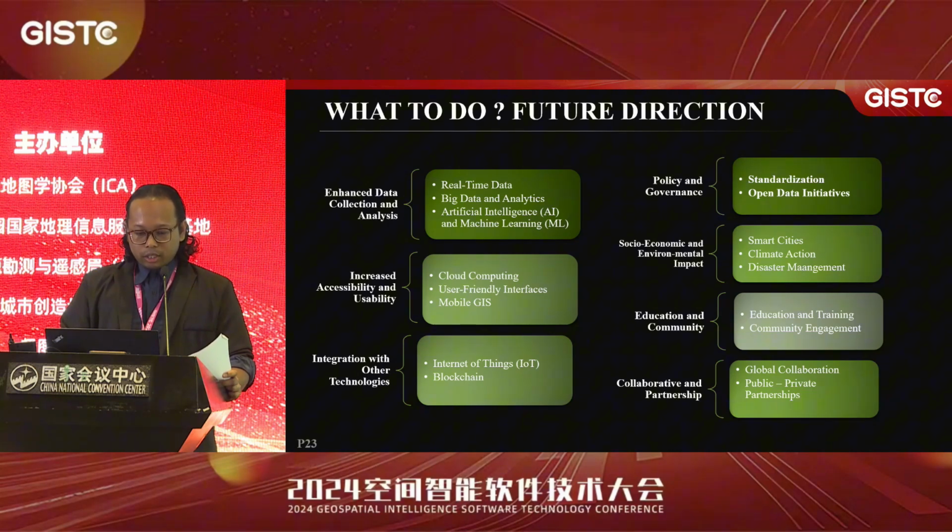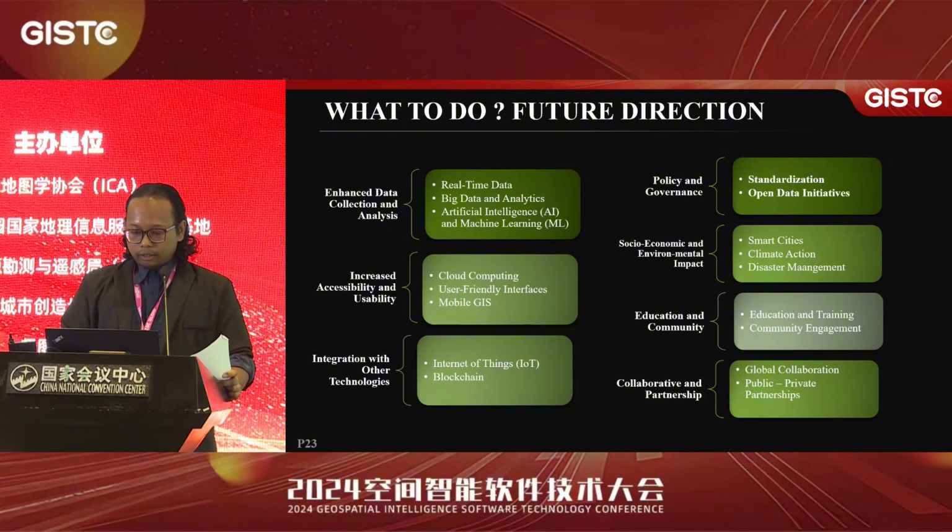For integration with other technology, we have the Internet of Things, IoT, and also blockchain technology, which can provide safer integration in the future. For policy and governance, we should standardize and also open up with open data initiatives to promote access and sharing programs. And also social and economic environment, education, community, and collaboration and partnership is all we need to do for the future.